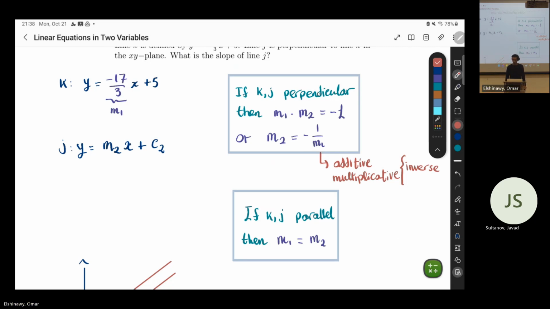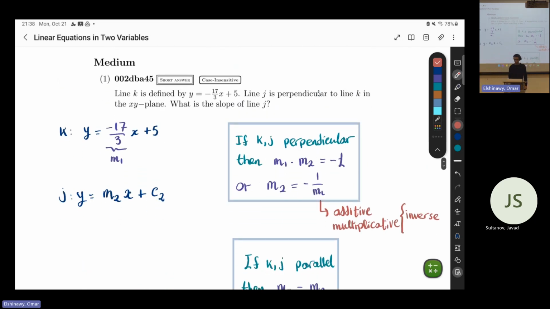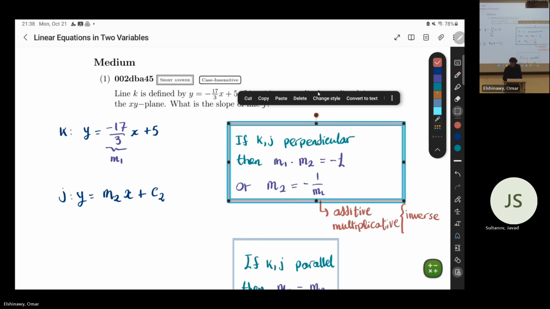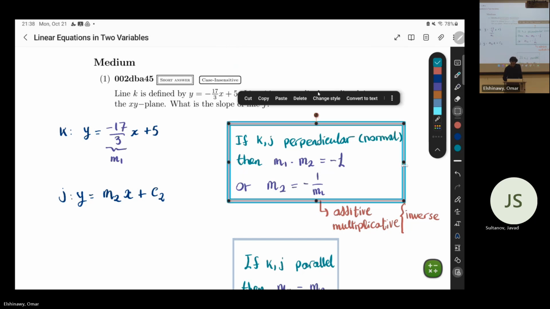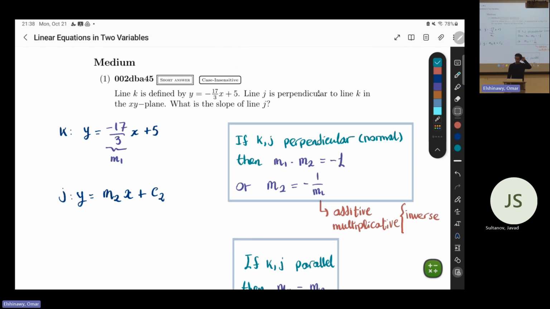What about the normal line? Is normal to J the same as perpendicular? Yeah, normal. Okay, another word for perpendicular is also normal. Thank you, Flavia. That's another word for perpendicular. This is just vocabulary, so this is a cue for you to remember.